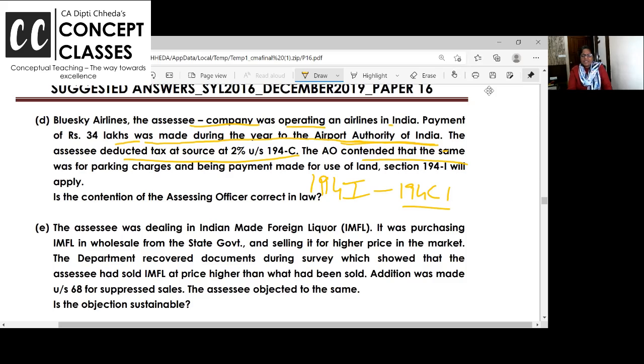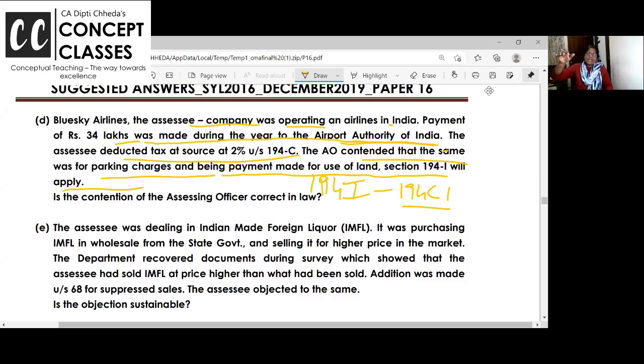AO contended that the same were paid for parking of the aircraft, being payment made for use of land. So it should be rental and not contract. What do you think? Are the airlines paying rent? I want to repeat. Are the airlines paying the payment to the airport authority in the form of rent for using the space? Answer is no. Airport authority is giving all the other facilities. You know, emergencies, connectors they put up.